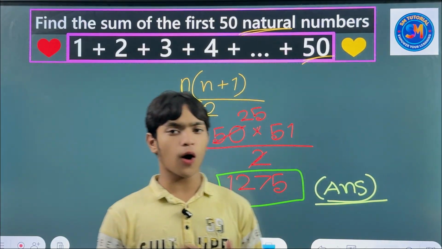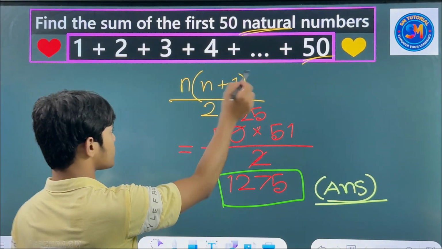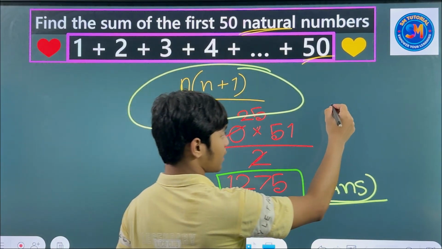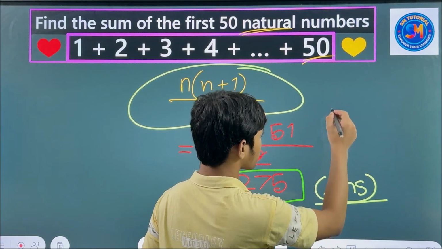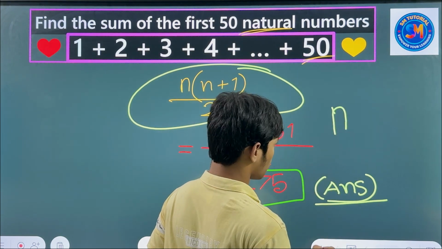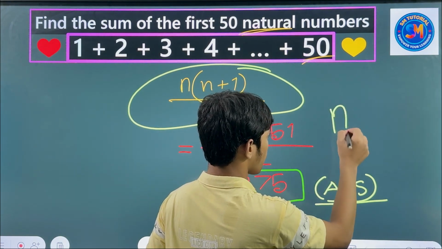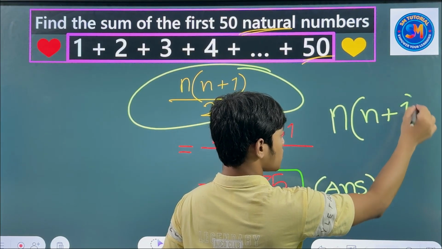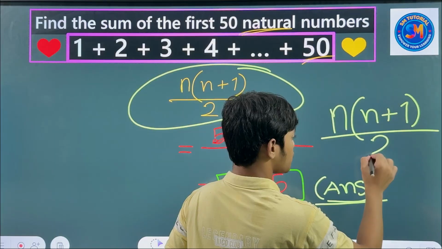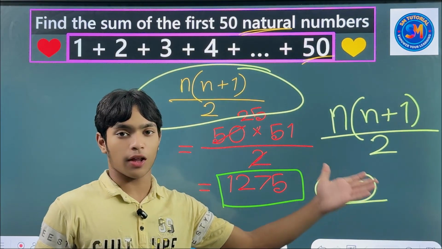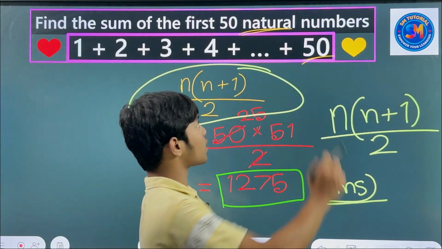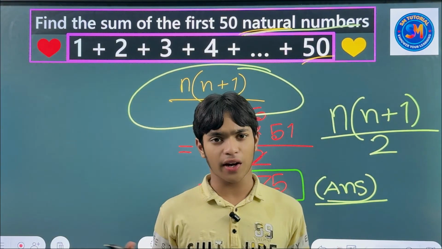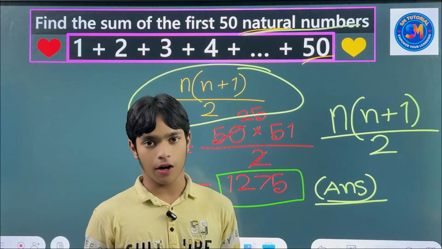I think you all understood this, because this is the main formula actually. I'm writing it again, that is n into n plus 1 divided by 2. This is our main formula. If you apply this for any natural number series, of course, this should be a natural number series, you can find the answer very easily.